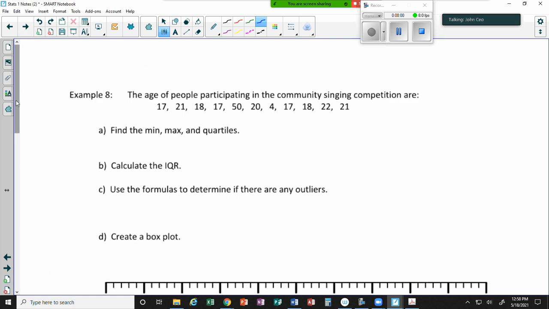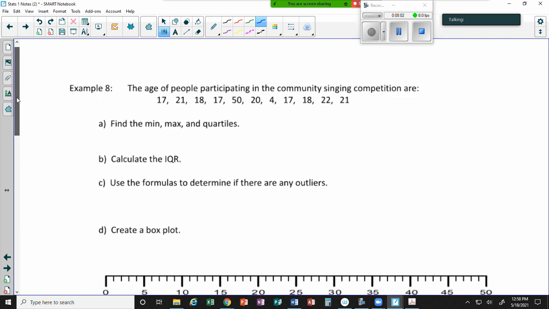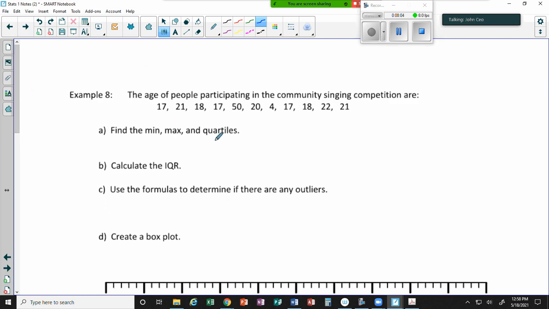Now we're going to work on making ours. So what I'm going to do, example 8. First thing, I'm going to write this in order. Find the min, max, and quartiles. I'm going to rewrite this. So what's the smallest number we have here? 4.